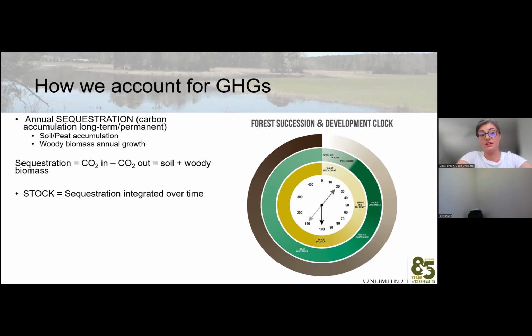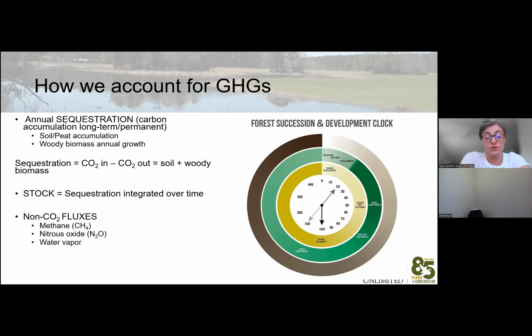Whereas annual sequestration, the accumulation, peaks around that 20 to 80 year lifespan, stocks are always increasing. And that becomes really important when you think about other types of carbon projects like avoided conversion or improved forest management. I'll talk about those in a little more detail.